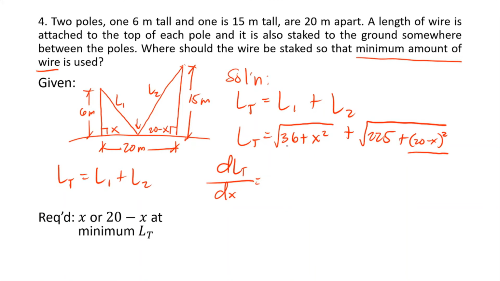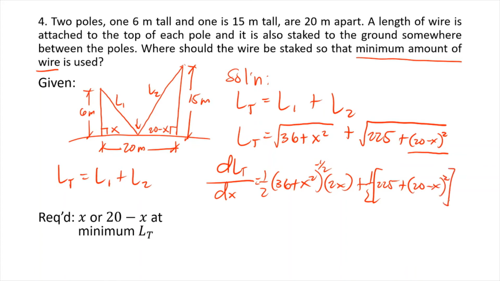This is equivalent to 36 plus x squared raised to 1/2. So using the power rule, we have 1/2 times 36 plus x squared raised to -1/2 times the derivative of the inner expression. So 0 plus 2x, plus the same process. So we have 1/2 times 225 plus 20 minus x squared raised to 1/2 minus 1, that's -1/2.